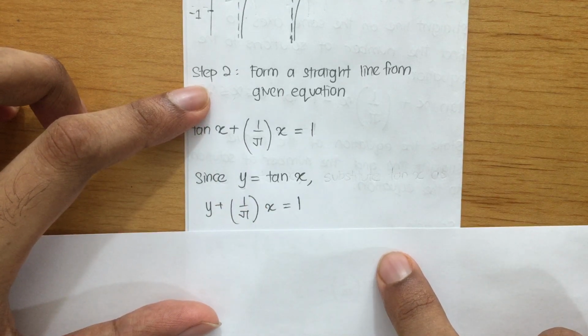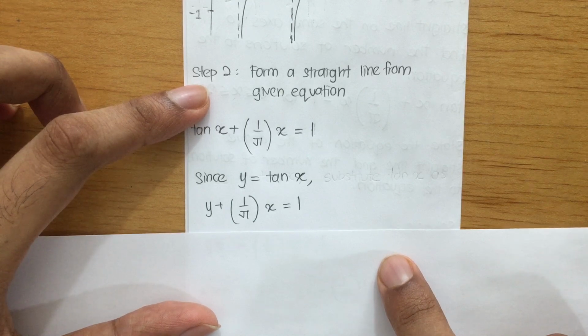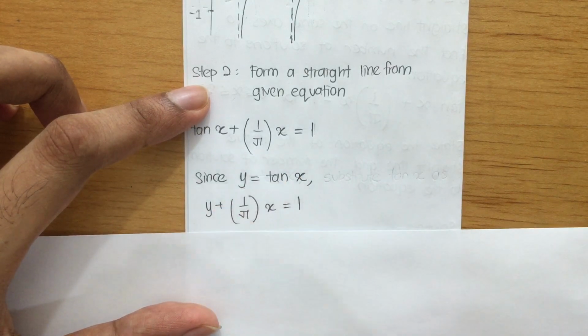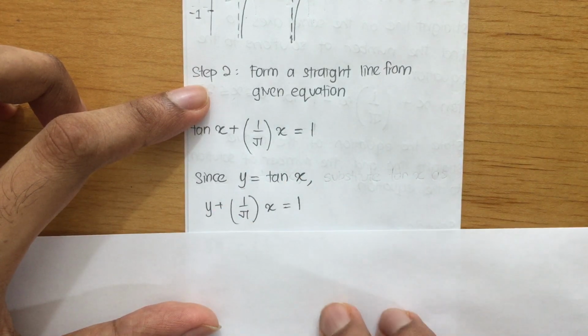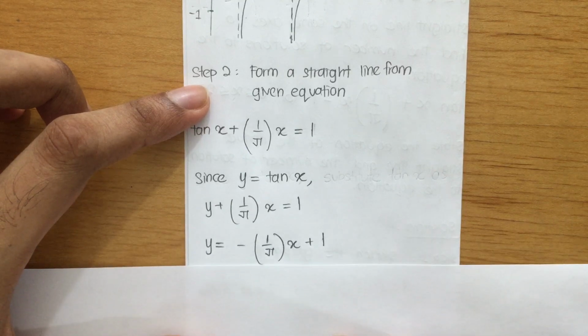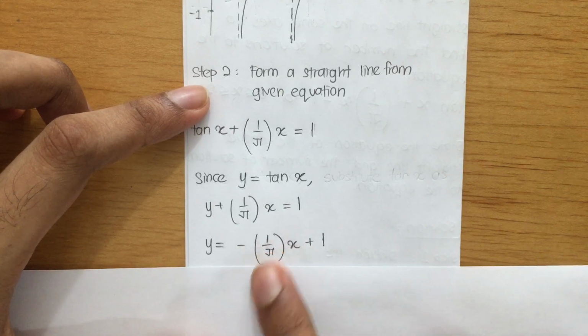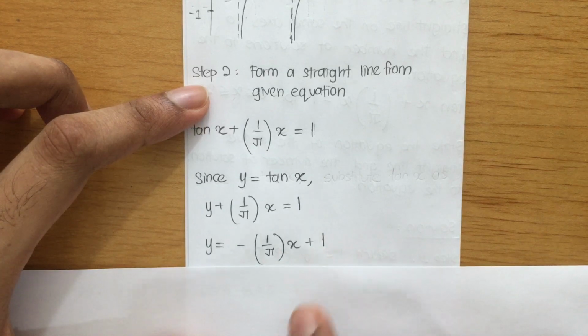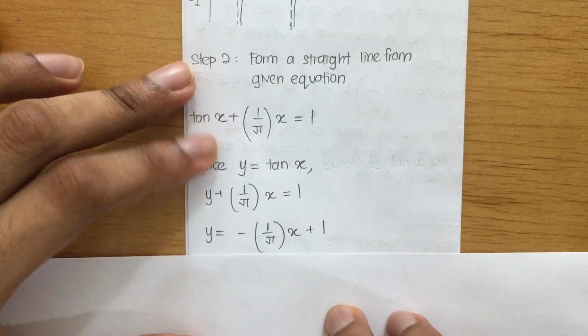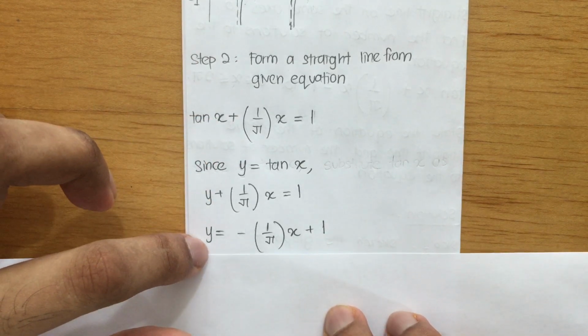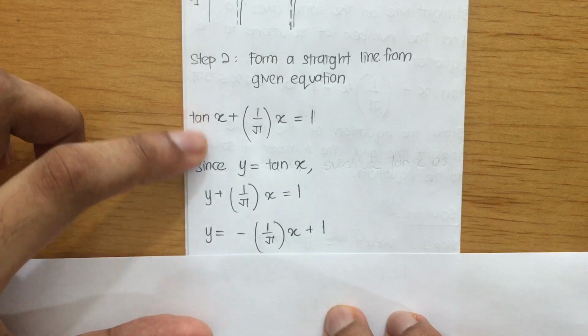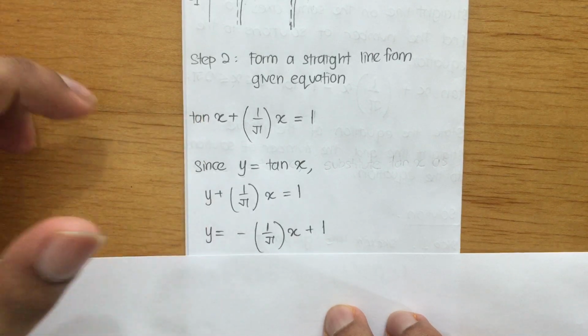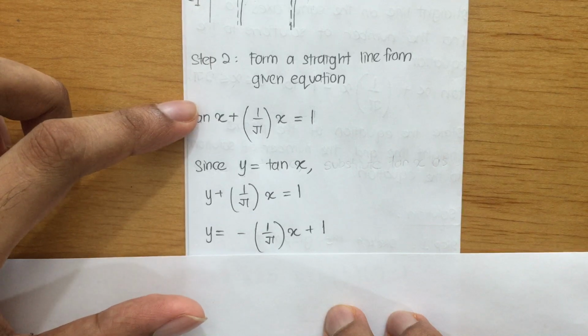Since we are forming a straight line equation, we need to make sure this expression is in the form of y equals mx plus c. So y equals negative 1 over pi x plus 1. So this is your expression. You have already got the straight line. So how to form your straight line graph?